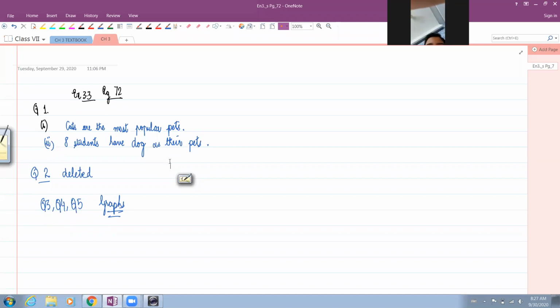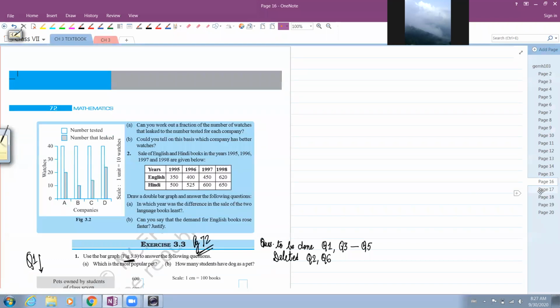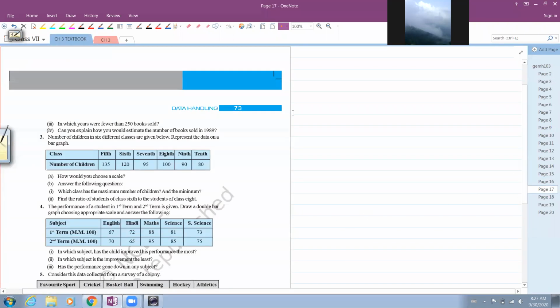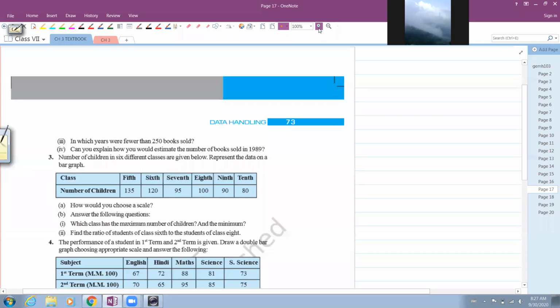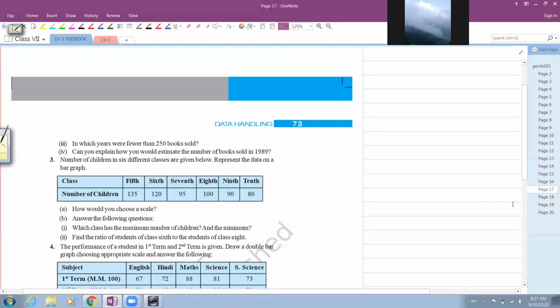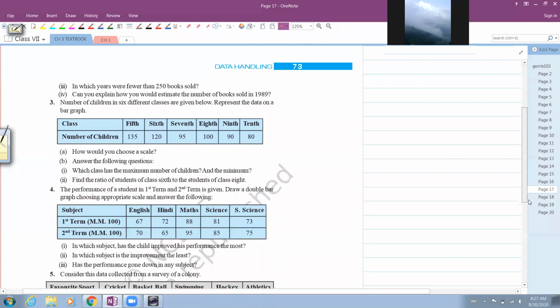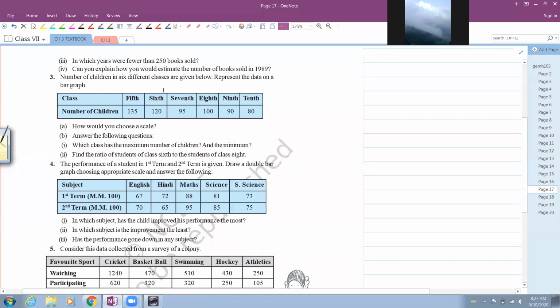Ma'am, we have done. Okay, let's take up the next question. Now we have question number 3 here. Question number 3 is about the number of children in 6 different classes. The number of children in 6 different classes is given below in the form of a table. Represent the data on a bar graph.